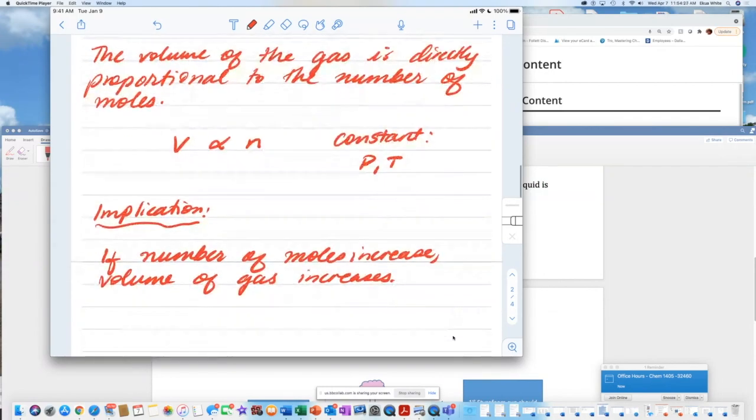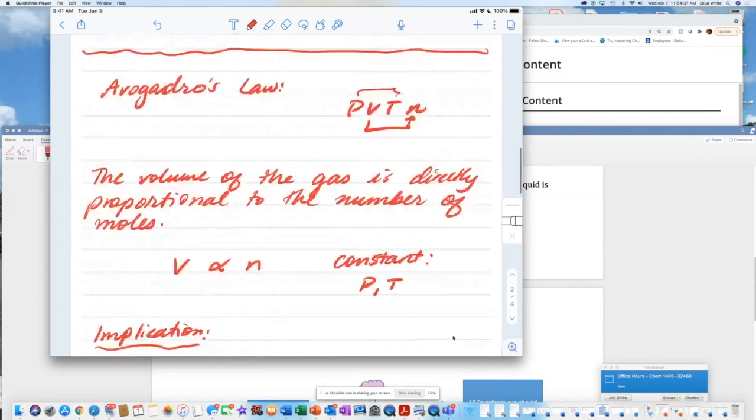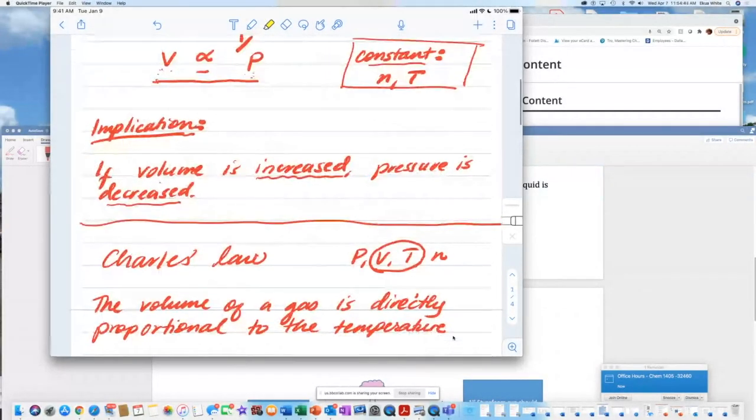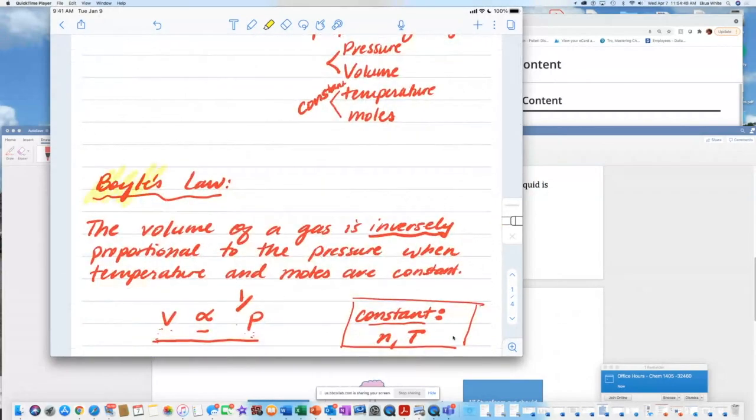Okay, this is as simple as I can explain these three laws. I didn't go into the math. I'm trying to keep it simple to help you finish the lab. One of these laws is being illustrated in your lab, either Avogadro's law, Charles' law, or Boyle's law.